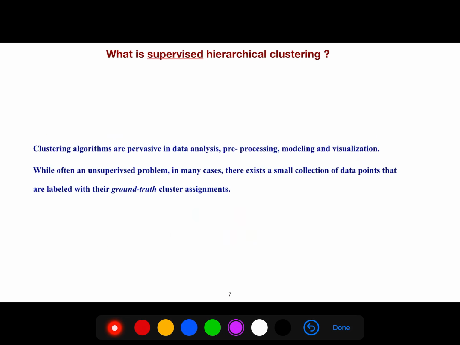So what is supervised hierarchical clustering? Clustering algorithms are pervasive in data analysis, pre-processing, modeling, and visualization. While often an unsupervised problem, in many cases there exists a small collection of data points that are labeled with their ground truth cluster assignments.